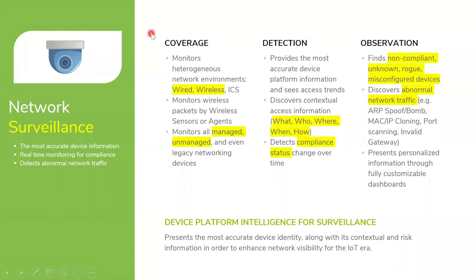So when we talk about network surveillance, we're talking about being able to cover the various portions of your network, whether it be wired or wireless, managed or unmanaged. And we're also going to be talking about the basic information, the who, what, when, where, how of a device and its compliance status, and to identify whether it's unknown or misconfigured or rogue. So those are the basics of network surveillance. What we're going to be talking about a little bit more today is how device platform intelligence can enhance typical network surveillance and provide additional actionable information, especially valuable in the IoT era.